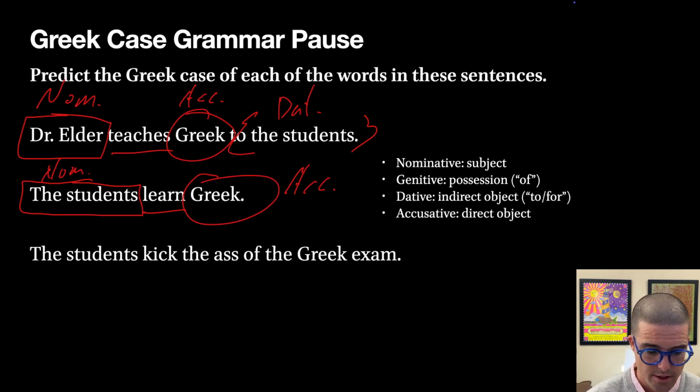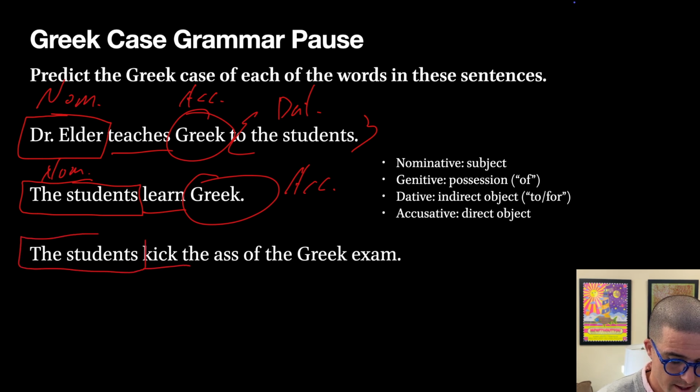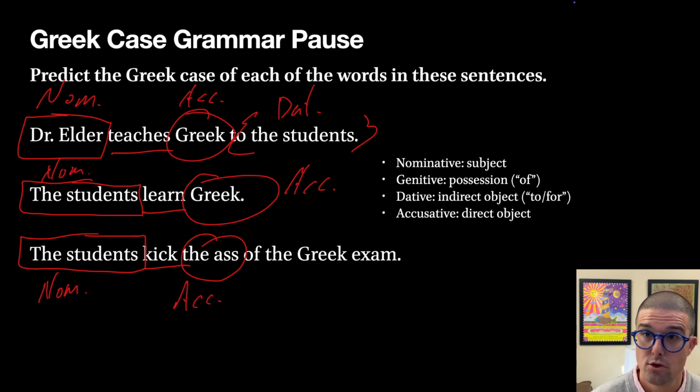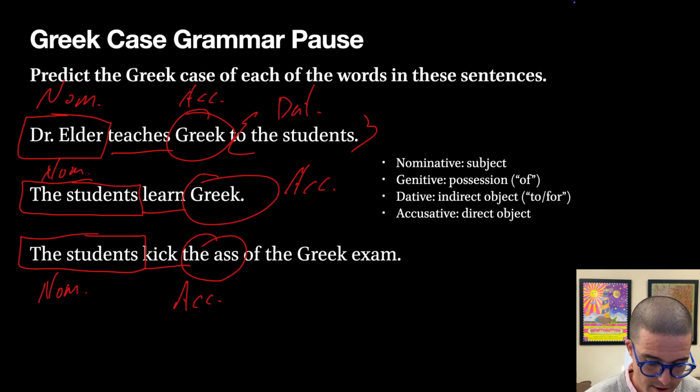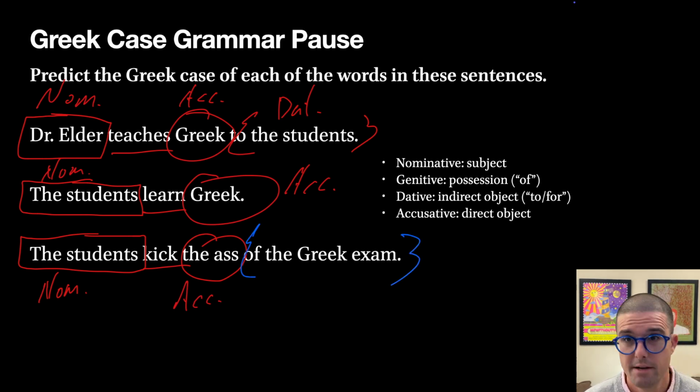And our last one here, "kick" is our verb. The students are doing the action, so they're going to be in the nominative here. The ass is going to be in the accusative case because it is the object of the kicking. And "of the Greek exam," so normally with the genitive, I put blue squiggly brackets around. It's describing or showing possession with respect to the ass. So this is going to be in the genitive case in Greek.